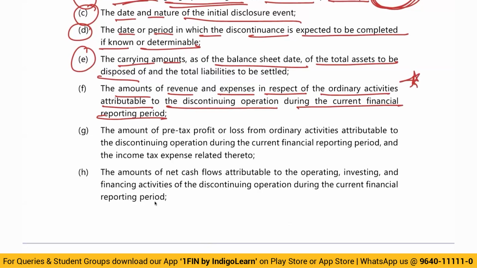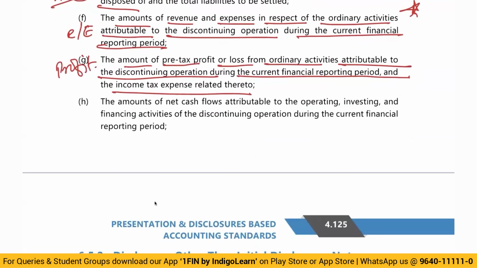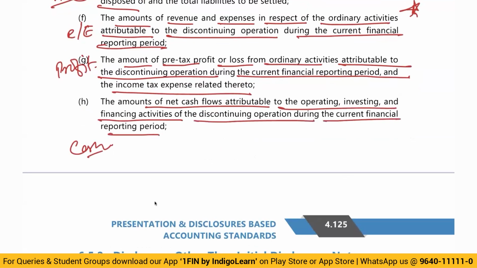Then, here you talk about revenue and expenses. Here you talk about assets and liabilities. Then the amount of pre-tax profit or loss from ordinary activities attributable to the discontinuing operation during the current financial reporting period and income tax related expense. So here we are talking about profit before tax and the tax component. Then here we are talking about cash flow attributable to the different activities of the discontinuing operation during the current financial reporting period.